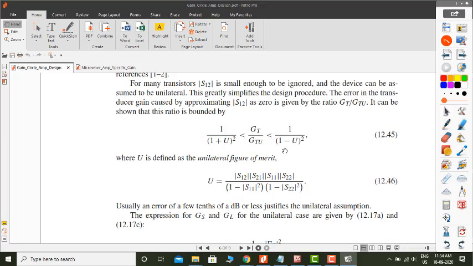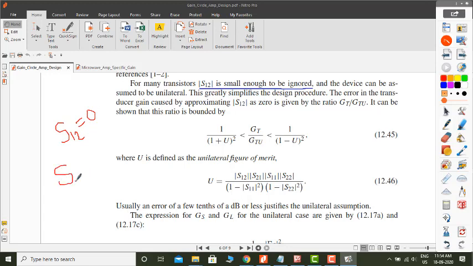So in this discussion, we are going to have only the unilateral device, that is, S12 is small enough to be ignored. We assume that S12 is very small to ignore its value. Because of this, we are not going to take the S12 value into account, as we are going to make the S12 value 0 instead of the actual value.